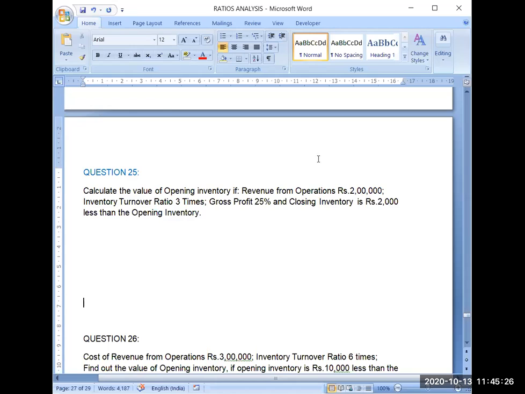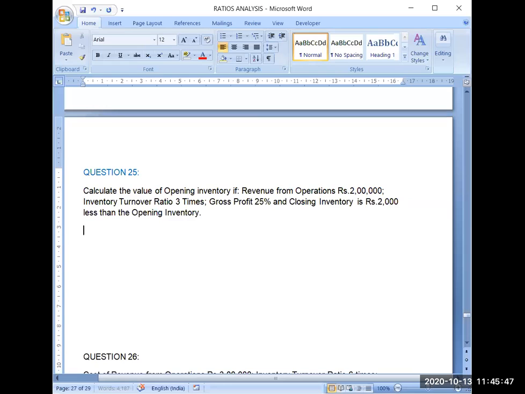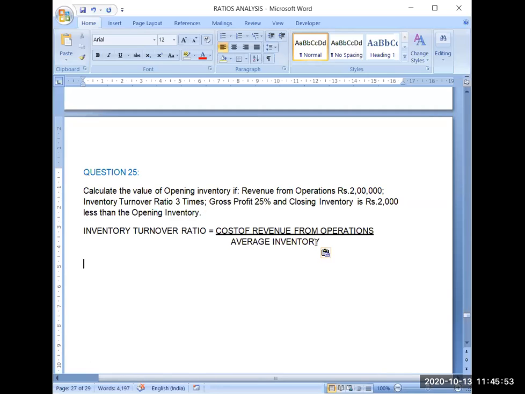It is 2,000 less than the opening inventory. Closing inventory is rupees 2,000 less than the opening inventory. So one equation is given actually. The relation between opening and closing inventory is given. So you have been asked to calculate the value of opening inventory in this question. So first we will try to use the information which we are having right now. So first I will write the formula here.